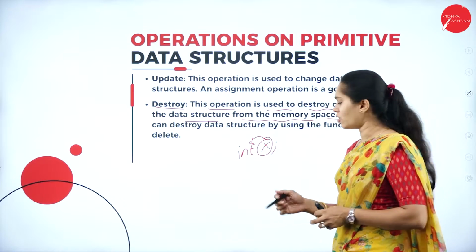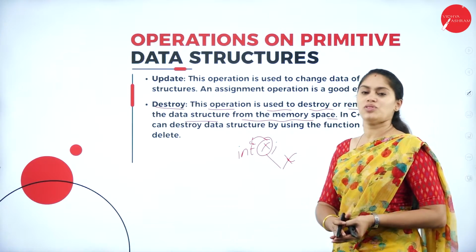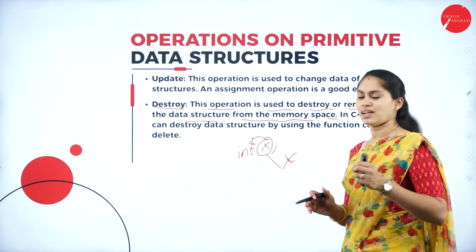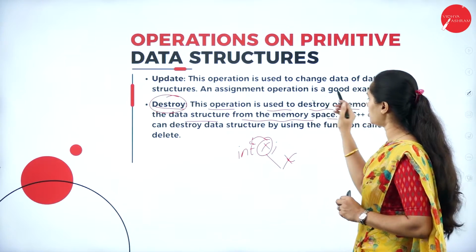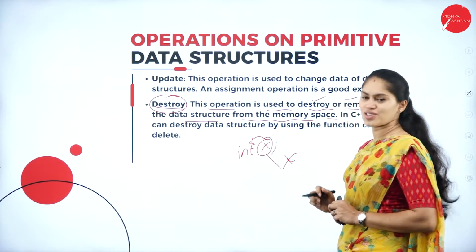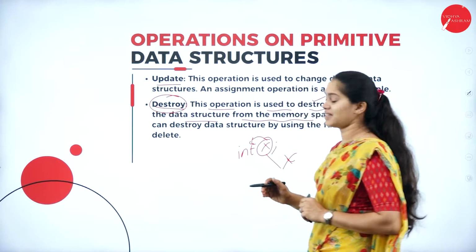So once the working of this x variable is done, at that time that needs to be removed from the computer memory. For that reason, we are going to have this destroy operation. So this will destroy or remove the data structure from the memory space. We'll see the next function, that is regarding this update.